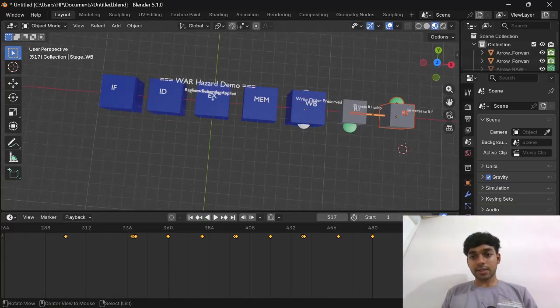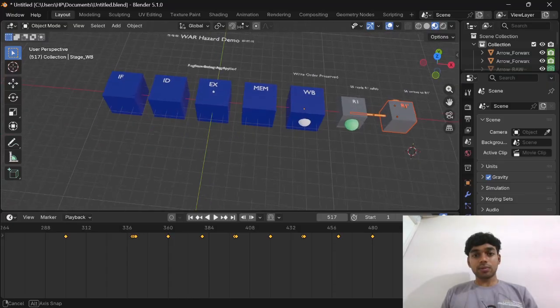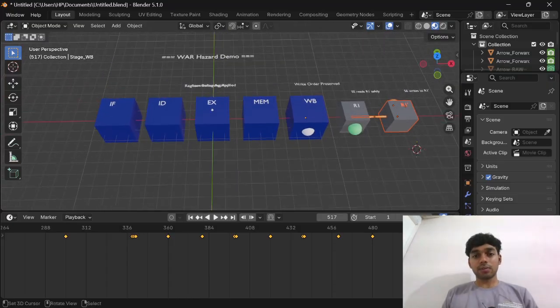As we can see, it has reached here. So yeah, this was all about various dependencies and how we can solve these dependencies during an instruction life cycle.